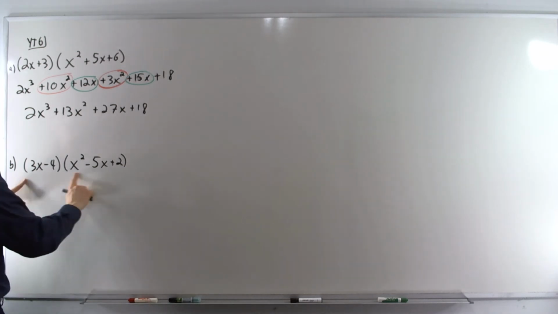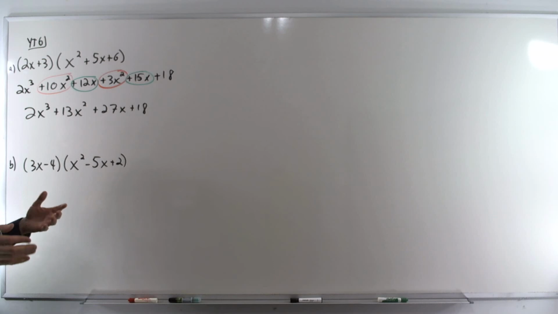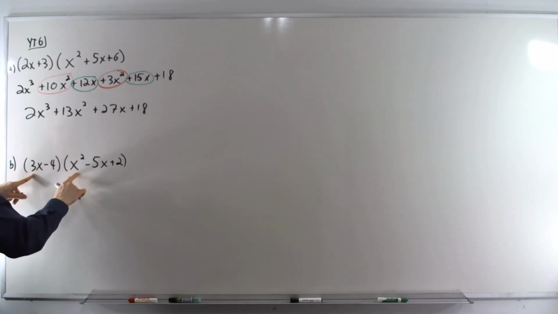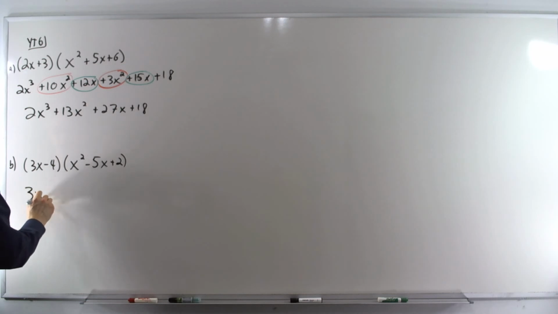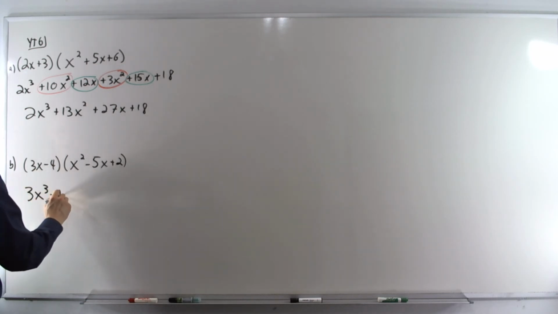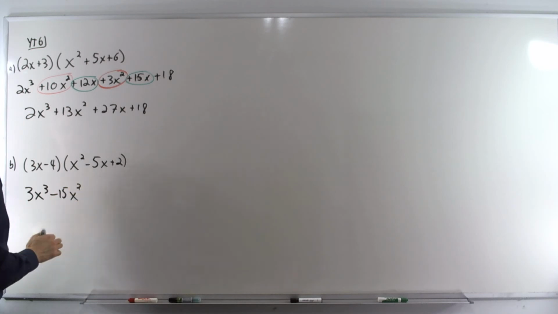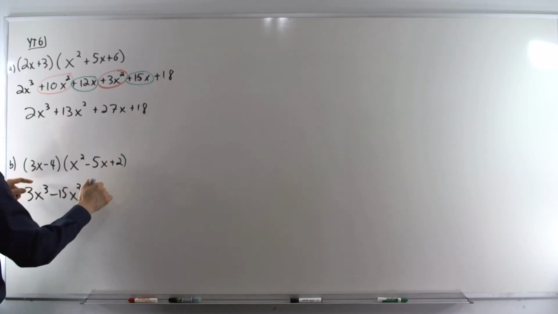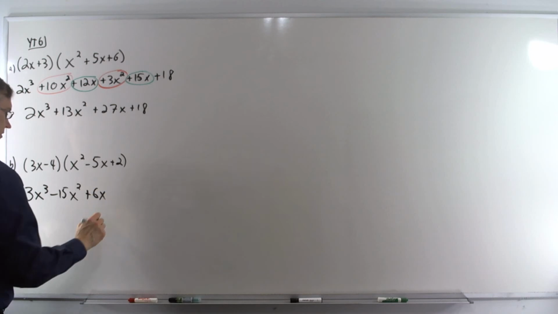Okay, now we've got some that include negative signs, so make sure you're very careful with the negative signs. 3x times x squared, 3x to the third. 3x times negative 5x is negative 15x squared. 3x times 2 is 6x.